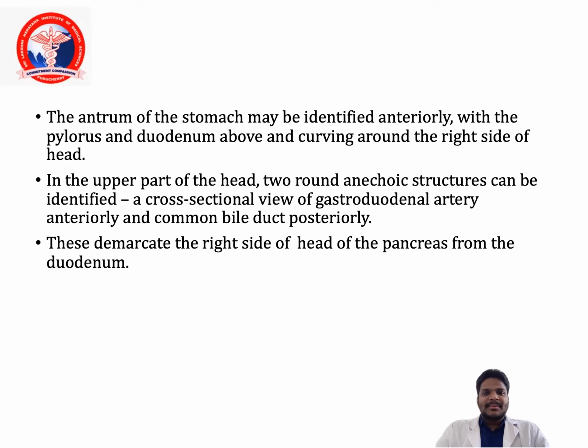The antrum of the stomach may be identified anteriorly with the pylorus and duodenum above and curving around the right side of the head. In the upper part of the head, two round anechoic structures can be identified: a cross-sectional view of the gastroduodenal artery anteriorly and the common bile duct posteriorly. These demarcate the right side of the head of the pancreas from the duodenum.